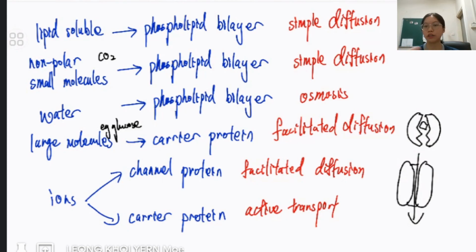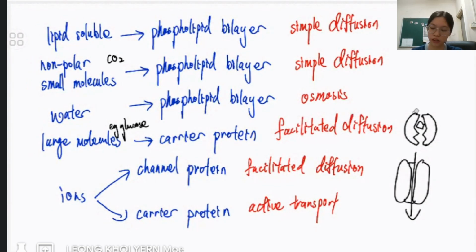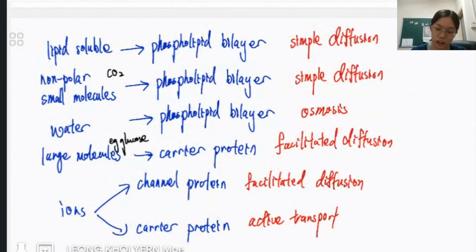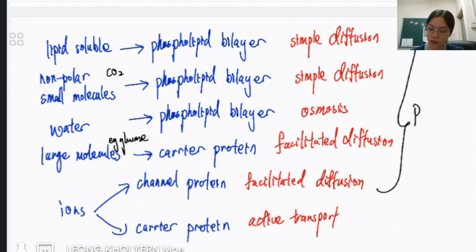And you have to know the differences between passive transport and active transport. The most obvious difference is that active transport requires energy. Meanwhile, passive transport does not require energy. Passive transport moves down the concentration gradient, which means it moves from a high concentration to a low concentration. Meanwhile, active transport moves from a low to a high concentration, completely the opposite way.